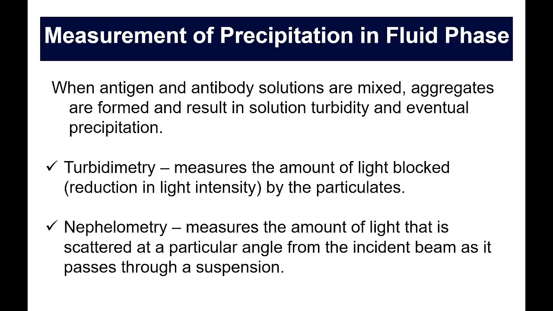Turbidimetry measures the amount of light blocked by the particulates, so there is subsequent reduction in light intensity. While nephelometry measures the amount of light that is scattered at a particular angle from the incident beam as it passes through a suspension. The amount of light scattered is an index of the solution's concentration.